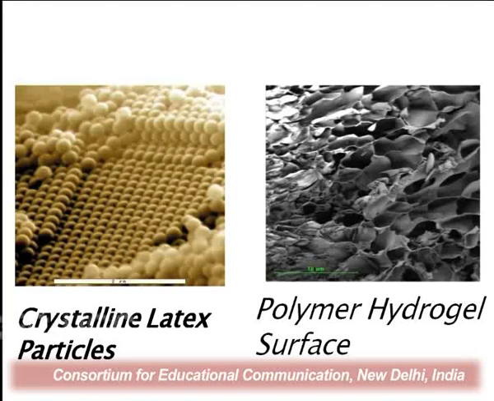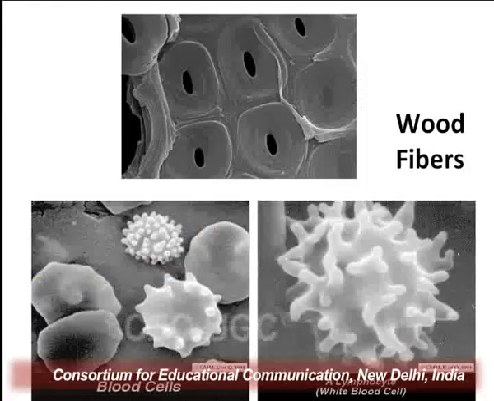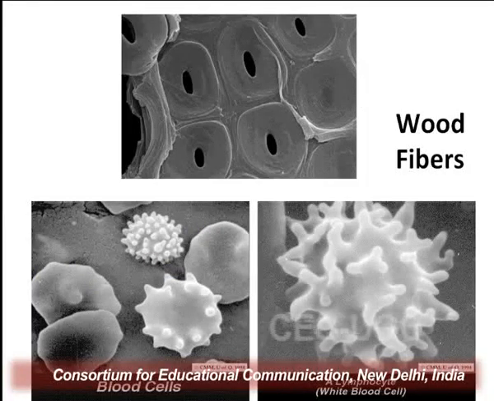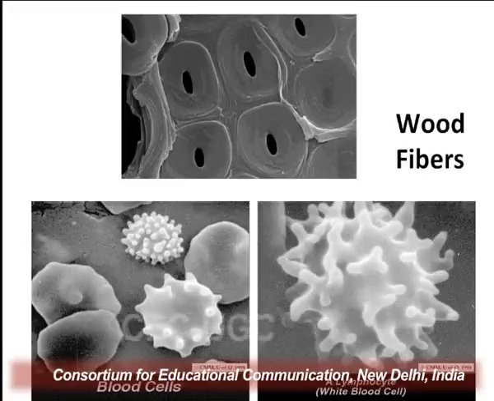This is the image of the polymer surface, and now we see the wood fiber image here. On the left hand side we are seeing the image of the blood cells. And if we enlarge it, then on the right hand side we can see the different types of images we can get from the SEM.